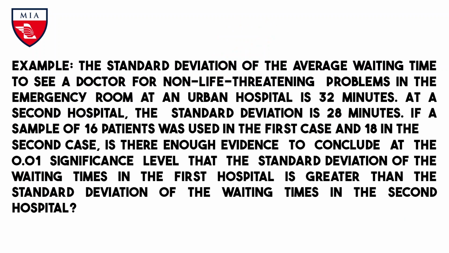The standard deviation of the average waiting time to see a doctor for non-life-threatening problems in the emergency room at an urban hospital is 32 minutes. At a second hospital, the standard deviation is 28 minutes. A sample of 16 patients was used in the first case and 18 in the second case. Is there enough evidence to conclude, at the 0.1 significance level, that the standard deviation of the waiting times in the first hospital is greater than the standard deviation of the waiting times in the second hospital? Therefore, the claim here, okay, we have the words greater than, so we have standard deviation 1 is greater than standard deviation 2.